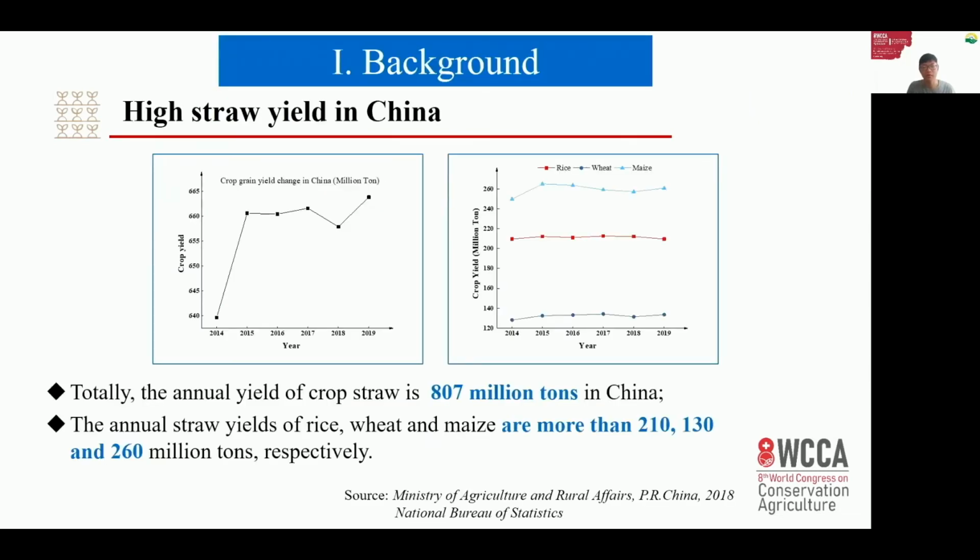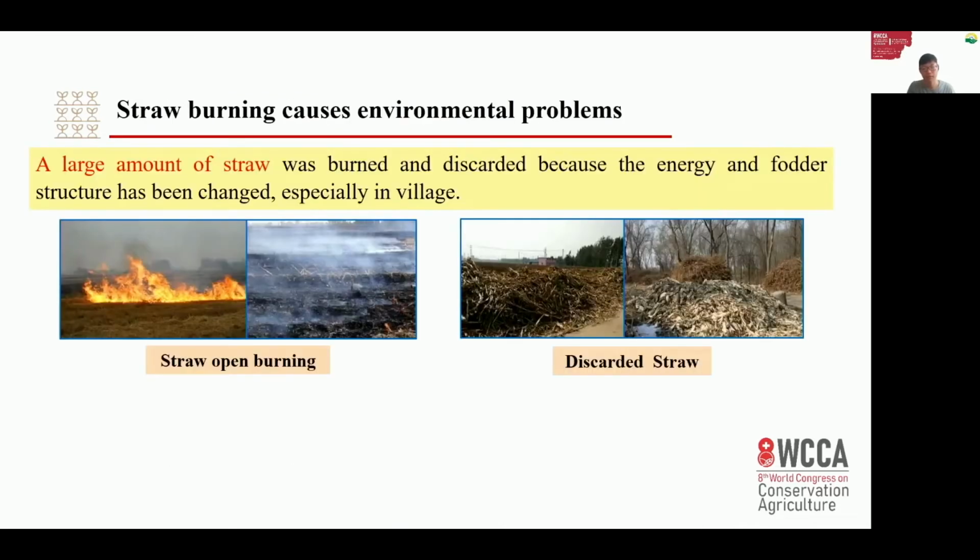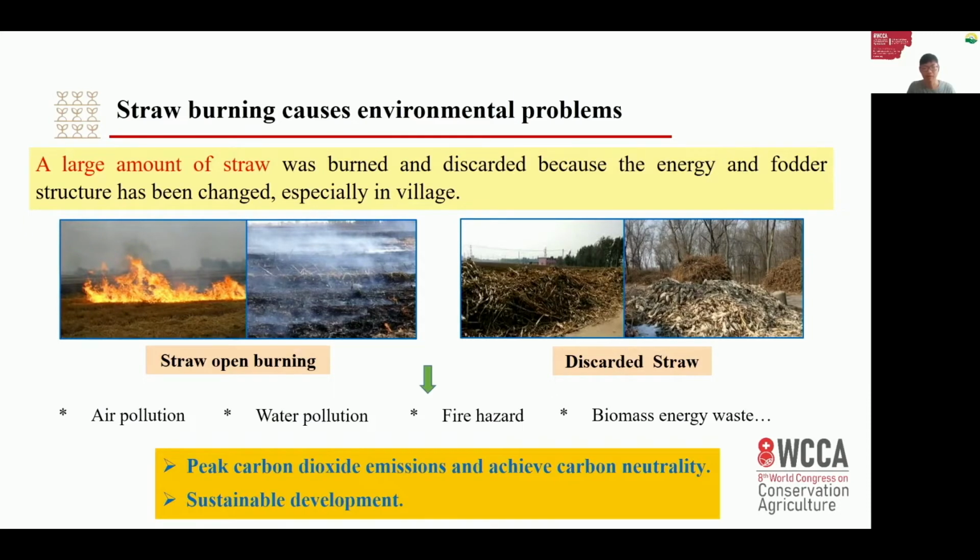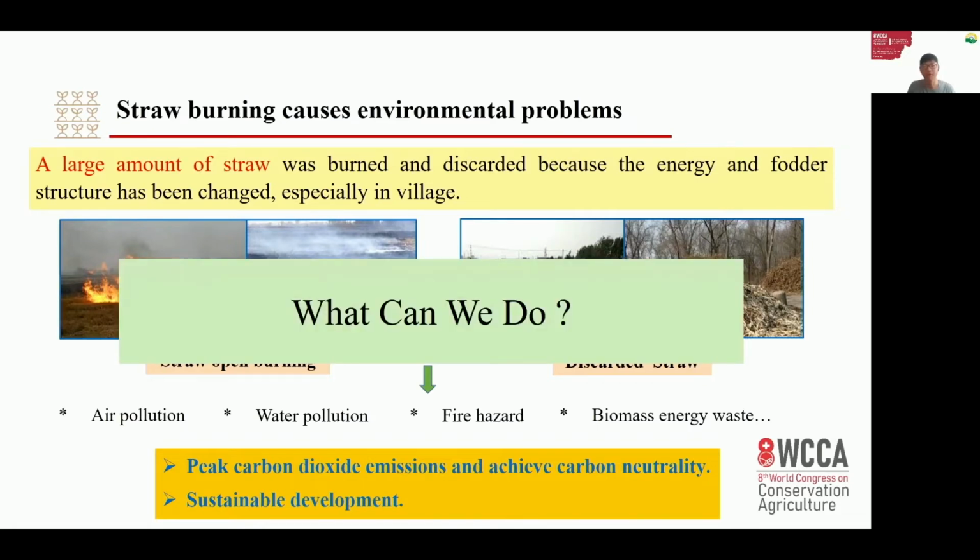The crop straw yield in China was 807 million tons. The crop straw amount is so huge because the energy and fodder structure have been changed, especially in villages. The crop straw is always burned and discarded, so this brings many problems, such as air and water pollution. This will directly affect peak carbon dioxide emissions and achieving carbon neutrality. So, what can we do?